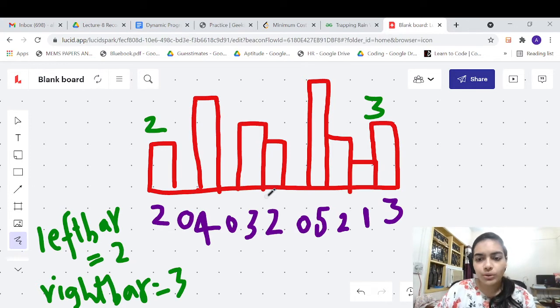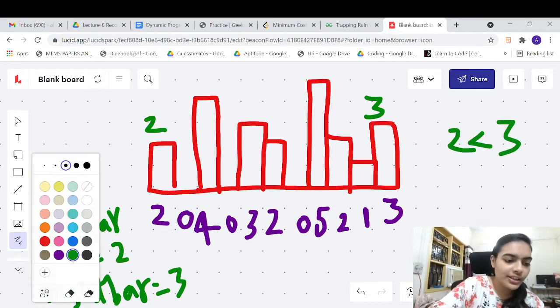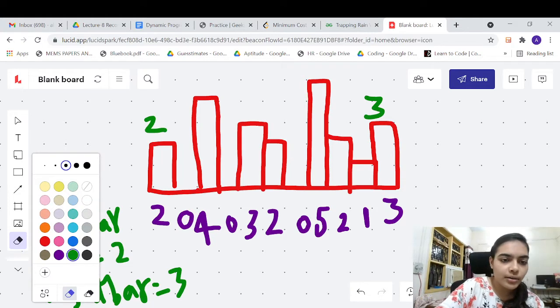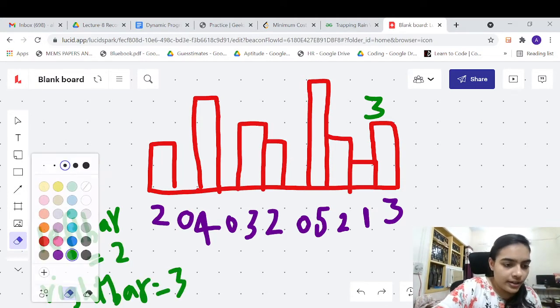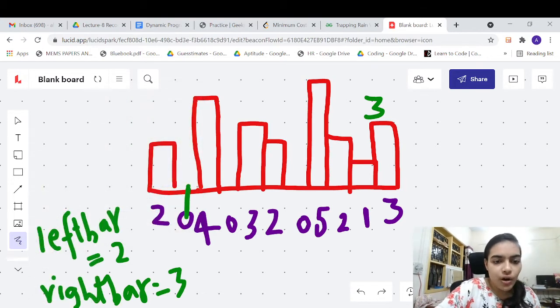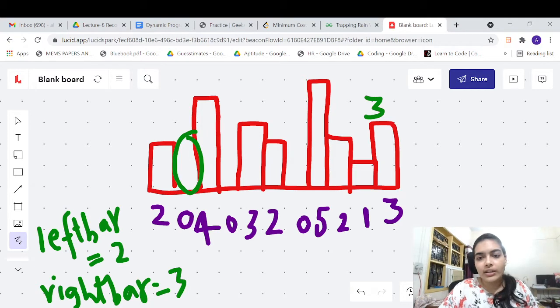Left bar is having height 2, right bar is having 3, 2 is smaller than 3, right? So what we'll do, let us move to the next block. Now we will see the next block. This particular height is 0, and the height of this particular element is 3. Here we have height 0, here we have height 3.